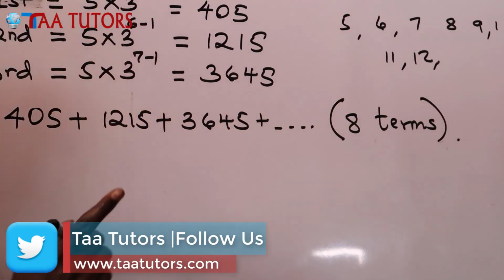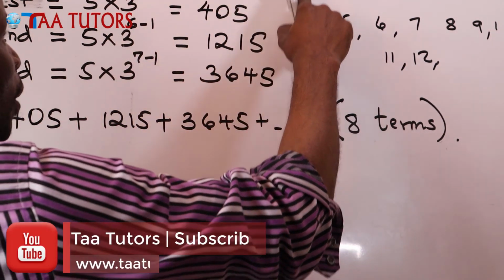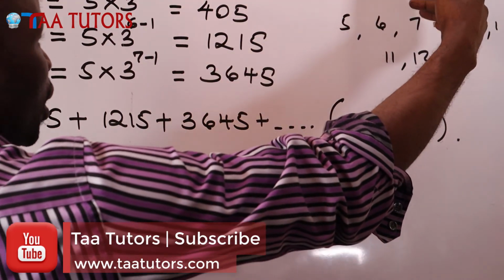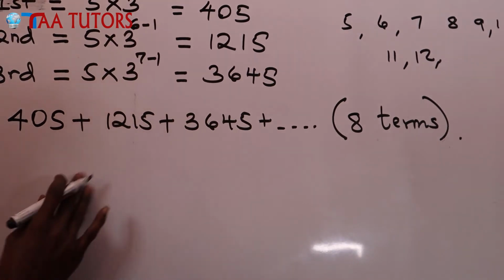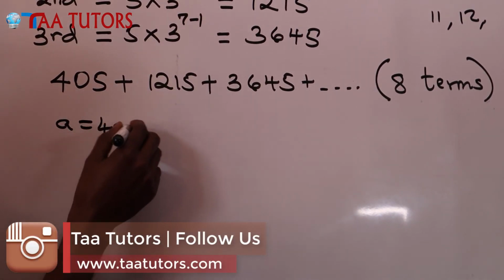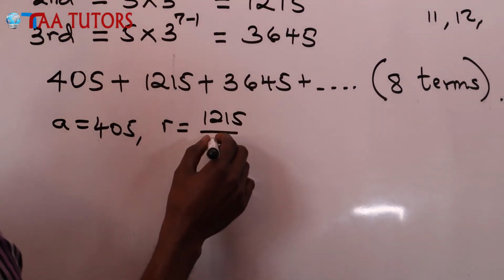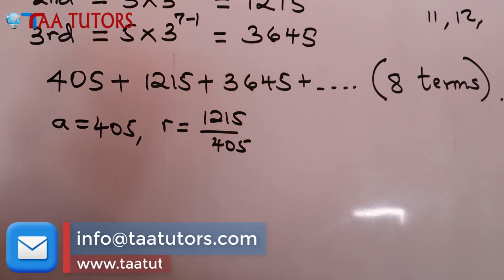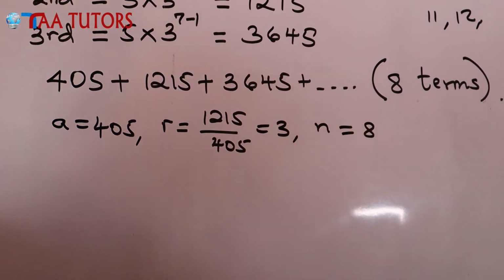8 terms, not 12. And I want you to be very careful. In the first example, you say 12 terms because k was 1. But in this case, k is starting somewhere along the way, at 5. So we have to be very careful with that. So what we are going to do here is that the sum, A we know is 405. And R is going to be 1215 over 405, and 1215 divided by 405 is 3. Still 3, and we know n here now is 8.